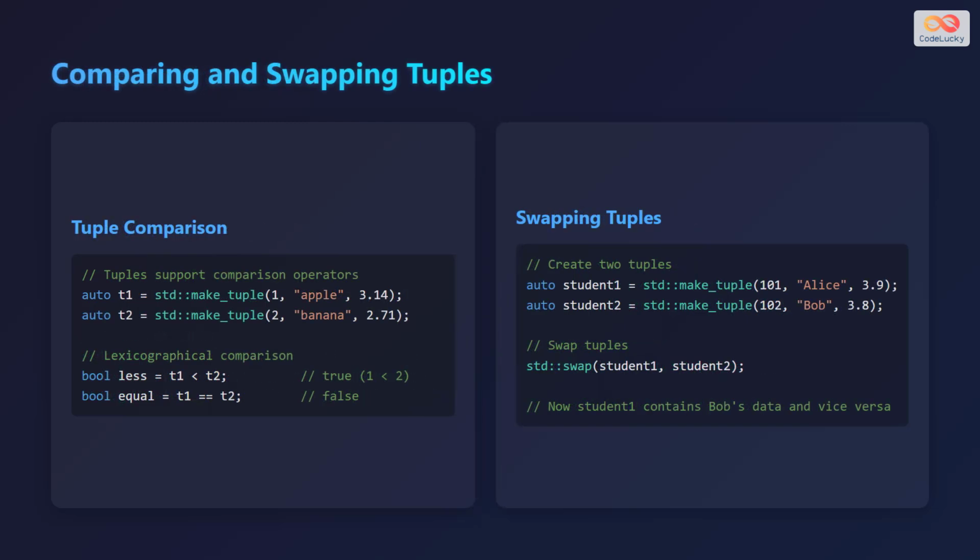Tuples support comparison operators such as less than and equal to, which perform lexicographical comparison. This means that the elements are compared in order, and the comparison stops as soon as a difference is found. You can swap the contents of two tuples using std::swap. After the swap, student1 will contain the data of student2 and vice versa.